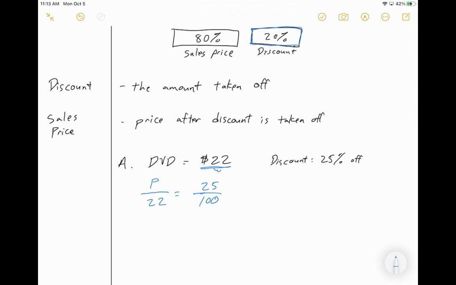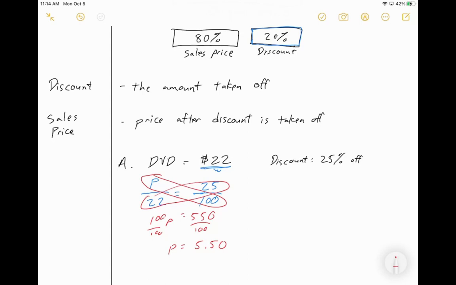Now, one thing I want you to notice is this. A lot of you guys are giving me the answer in this form. You're saying, okay, well, P times 100 is 100P. 22 times 25 is 550. Divide by 100, divide by 100, and I get P is equal to 5.5. Now, careful. This is money, and money we always want to write with 2 decimal places, okay? So the amount of discount is not 5.5, it's 5.50.